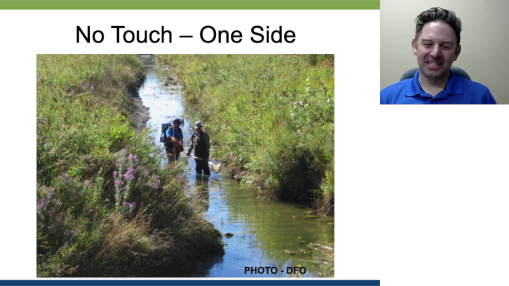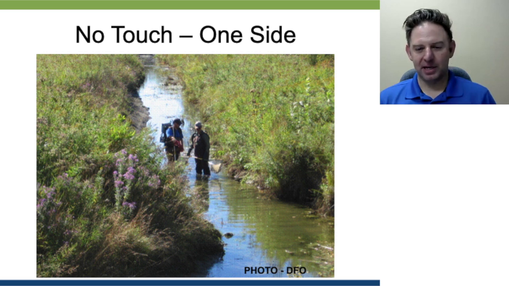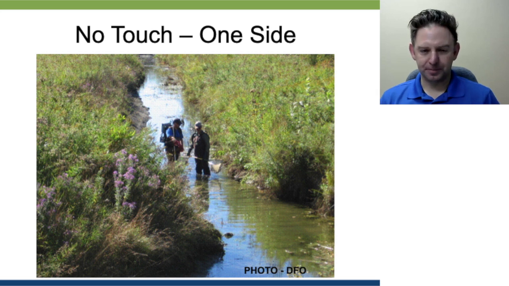The key takeaway on this slide is that when electroshocking up through this drain, the vast majority, if not all the fish in certain spots, are going to be on the vegetated side where there's cover. So you've left that habitat in place, but you've also gotten rid of the material that you need to get that water flowing.